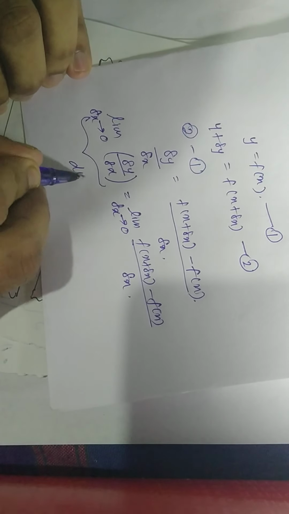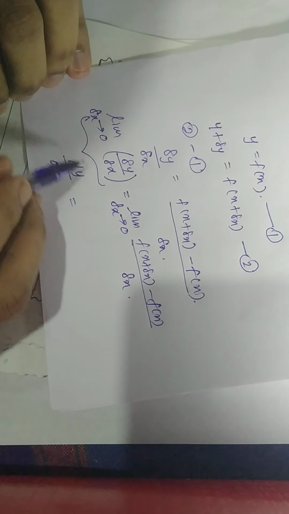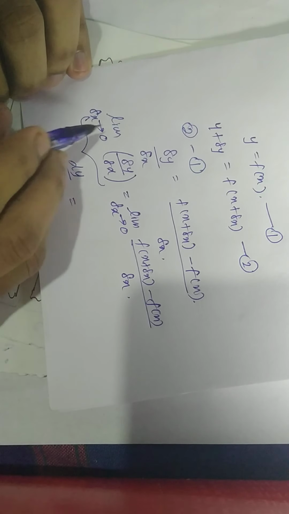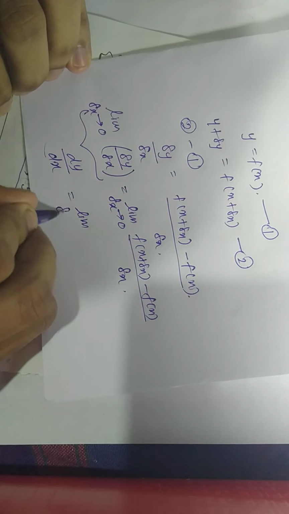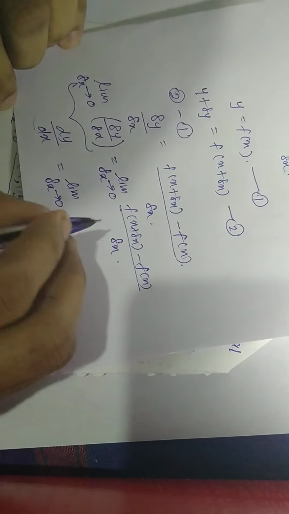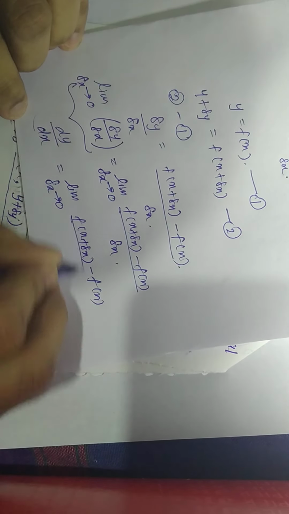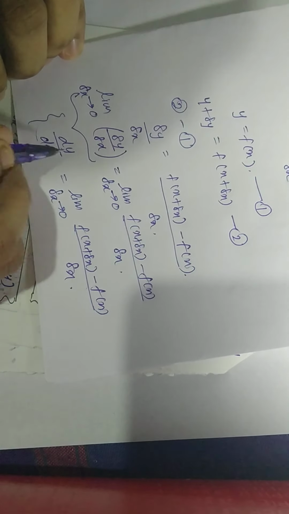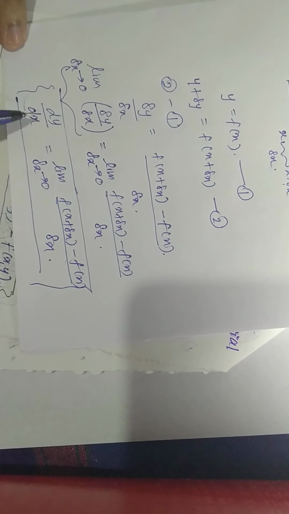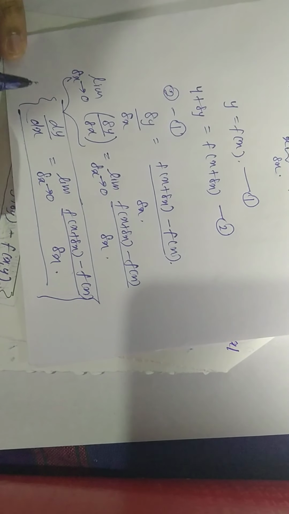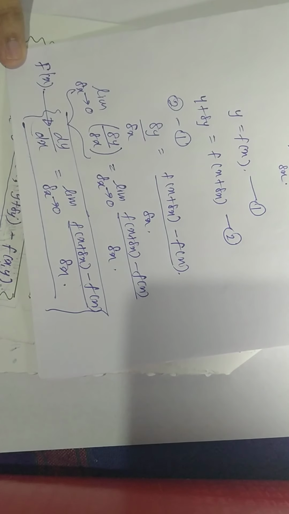This is the first differential coefficient, dy over dx. This is the definition and this is the notation. The limit as delta x approaches 0 of f(x plus delta x) minus f(x) divided by delta x is the definition of the first differential coefficient, and it equals f dash x.